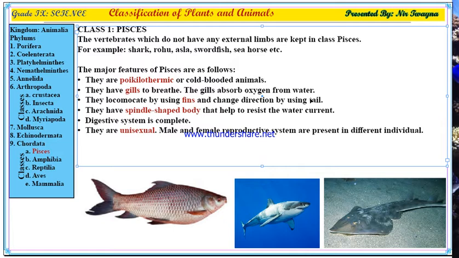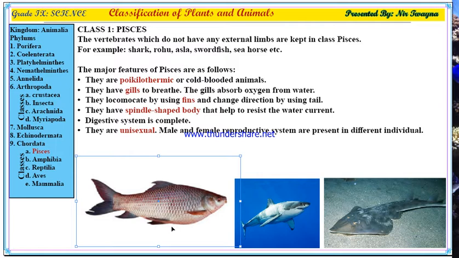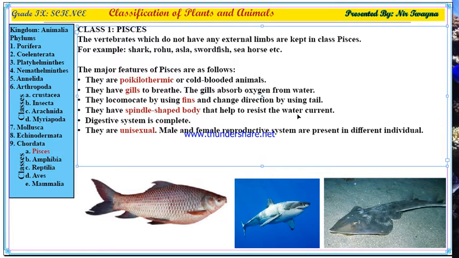Lungs cannot absorb oxygen from water, but gills can absorb oxygen from water. And the next one, they locomote by using fins and change direction by using tail. There should be no confusion about this. And then they have a spindle-shaped body. Spindle-shaped means the body is pointed in the front, it is thick in the middle, and again it is slender or pointed at the back, so that it can cut through the water current. Water current will not stop them from moving forward. The spindle-shaped body helps to resist the water current.